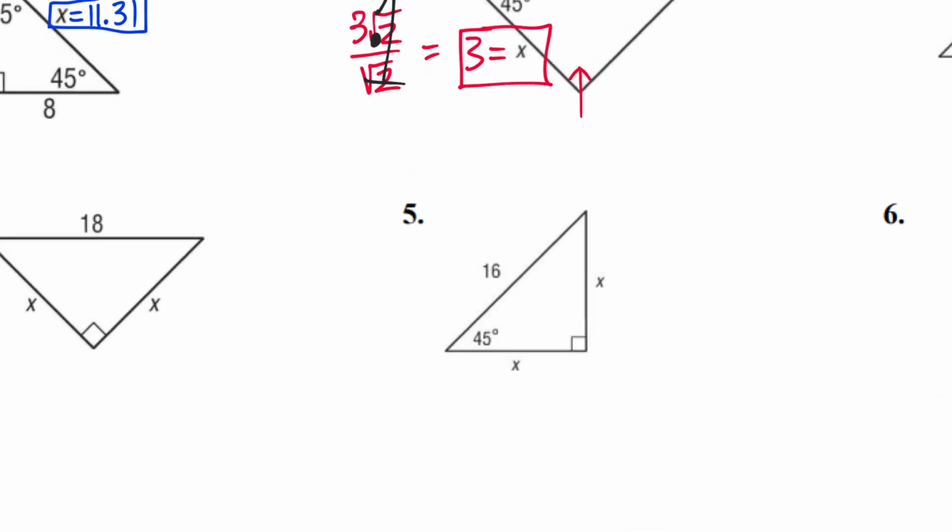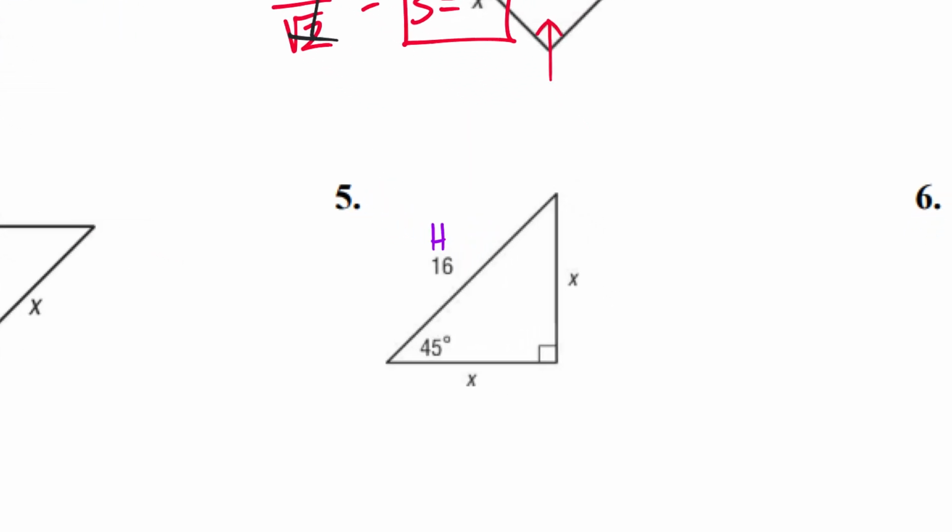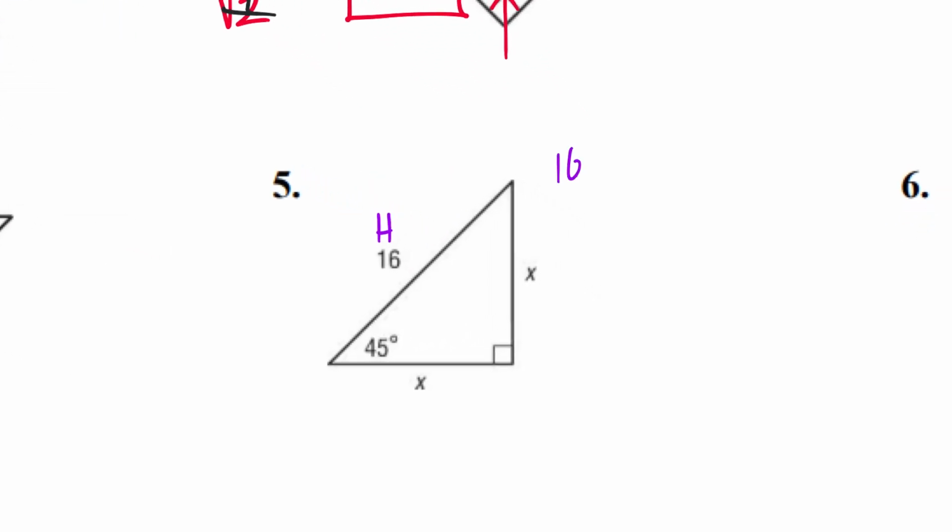Okay, then I'll do one more in this group. Let's do number 5. On number 5, the 16, is that the hypotenuse or one of the legs? It's the hypotenuse. So when I know the hypotenuse, how do I find the leg? Divide by square root of 2. And it's what? 11.31. Which in a 45, 45, 90, these two are always going to be the same.